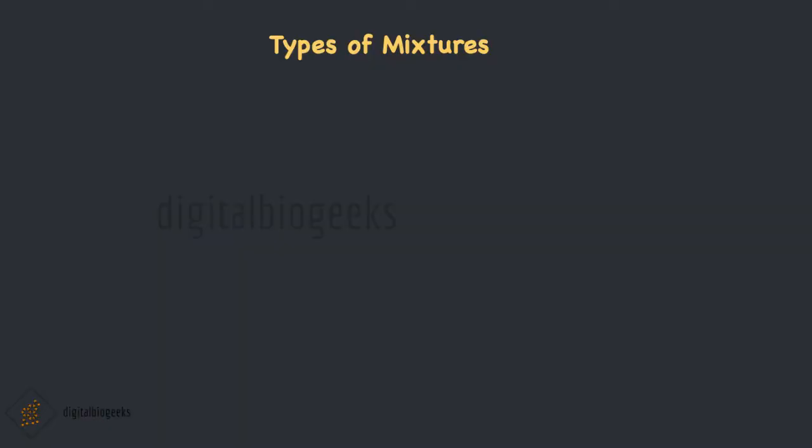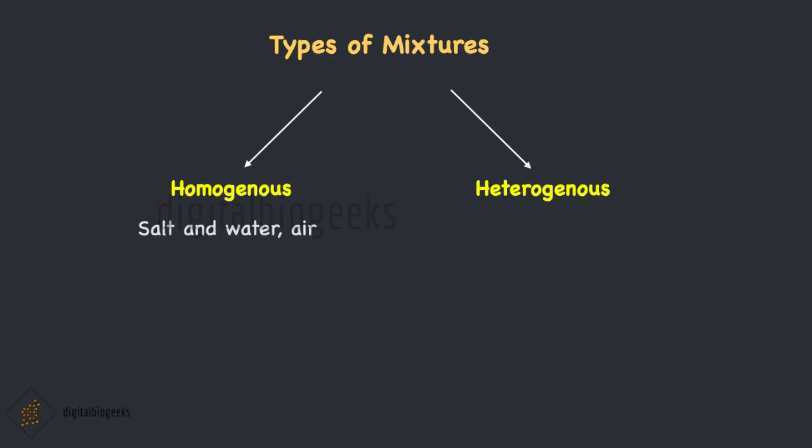Depending upon the nature of substances that form a mixture, mixtures can be of two types: homogeneous mixture and heterogeneous mixture. An example of a homogeneous mixture is salt and water. Salt is evenly distributed throughout the water. It is mixed well in water.